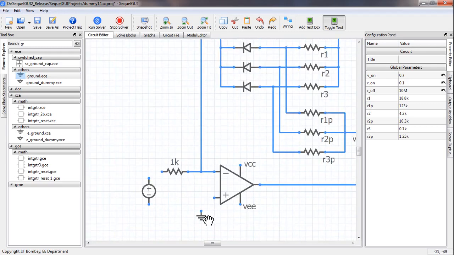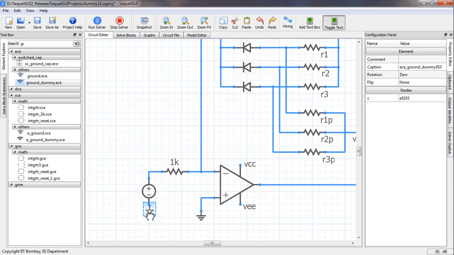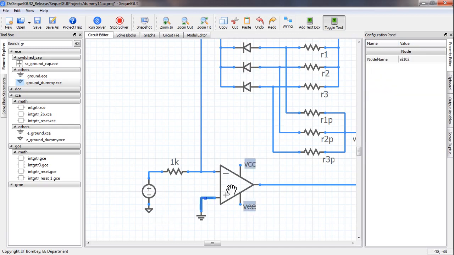Okay, we can do some of the wiring. Now the other end of this source must be connected to ground. We can either connect it like that, or we can use ground dummy like that. And let us remember to name this as 0 because we have used that name earlier, and that indicates the reference node or the ground node.